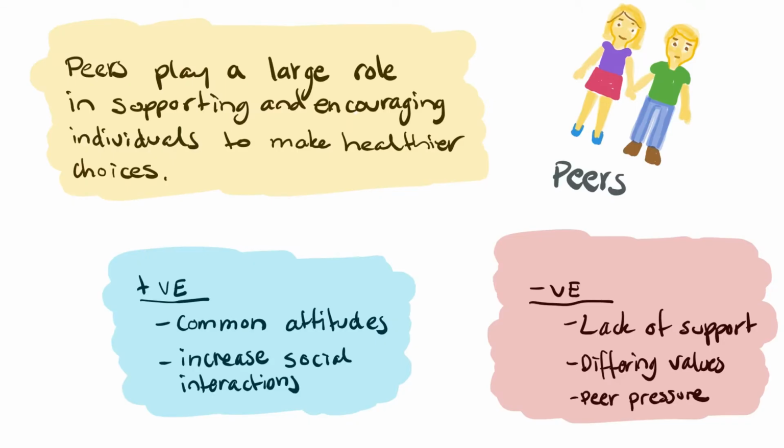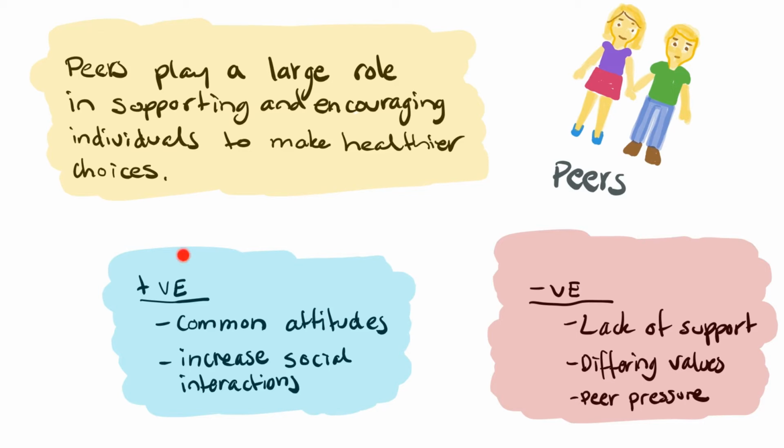When we look at peers, we understand that peers play such a large role in supporting and encouraging individuals to make healthier choices. And so when we look at, say, teenagers or adolescents, the peers are generally their most go-to person or source of information or source of influence. And so often a lot of the things that they do or their behaviours are heavily based on what their peers determine. And so you can see that there's obviously going to be positive outcomes of this and negative outcomes.